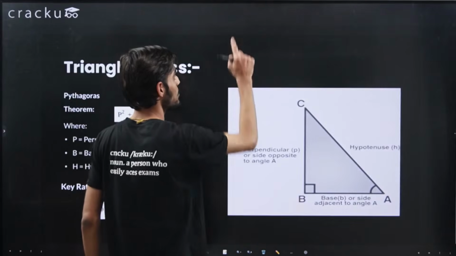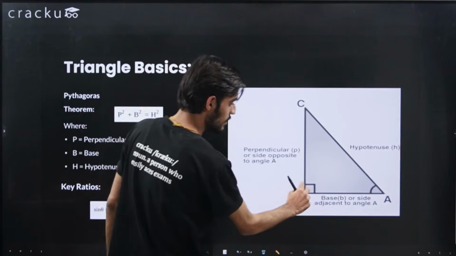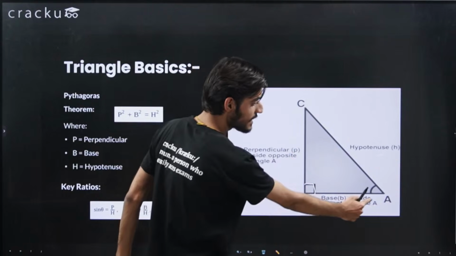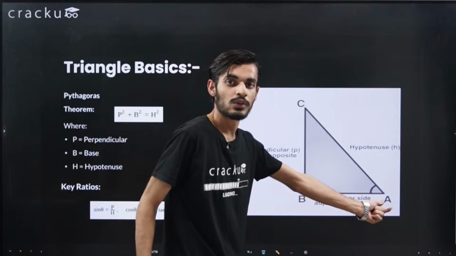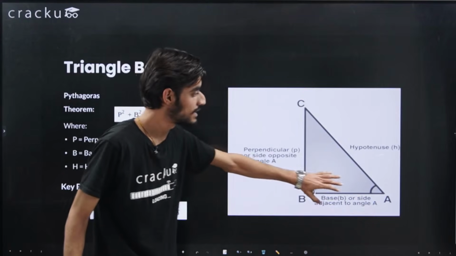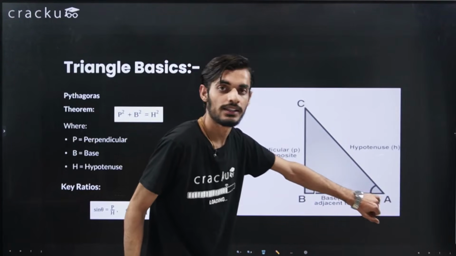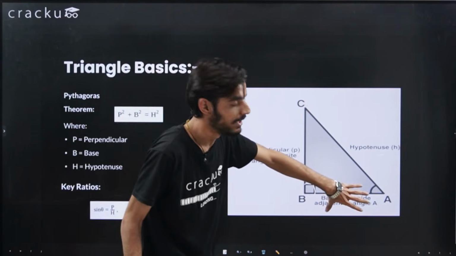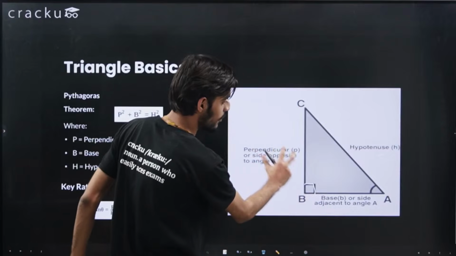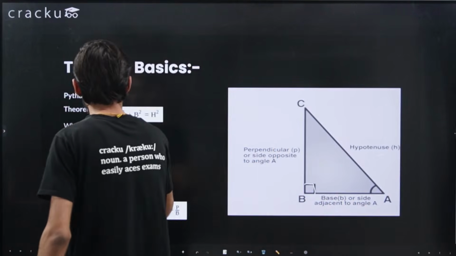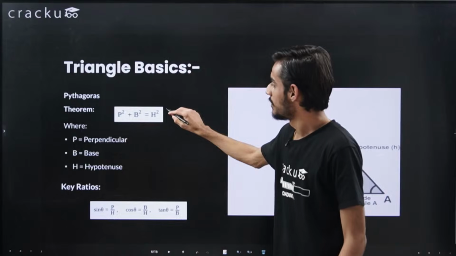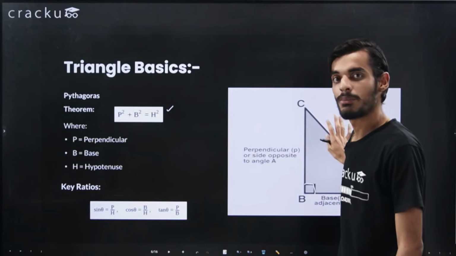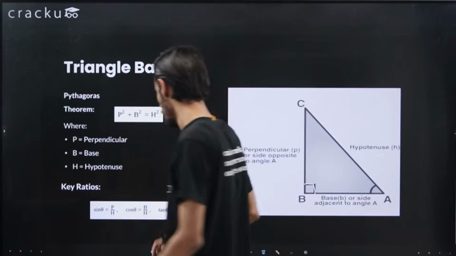I think you must have studied this during your school time. This is the right angle, this is the hypotenuse, and this is angle A. If I need to calculate the sine of angle A, then the perpendicular will be the side opposite to angle A, that is CB in this case, and the remaining side will be the base. I hope you also know this theorem: perpendicular square plus base square is equal to hypotenuse square. This is the basic Pythagoras theorem.